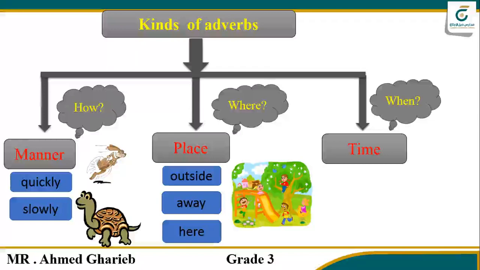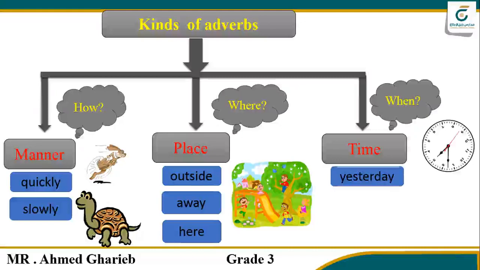Adverb of time shows us when the verb happens. It's about time. For example, I played football yesterday. When I ask you when did you play football, you will say I played yesterday. Yesterday is the adverb, play is the verb. So yesterday shows us when the verb play happened.